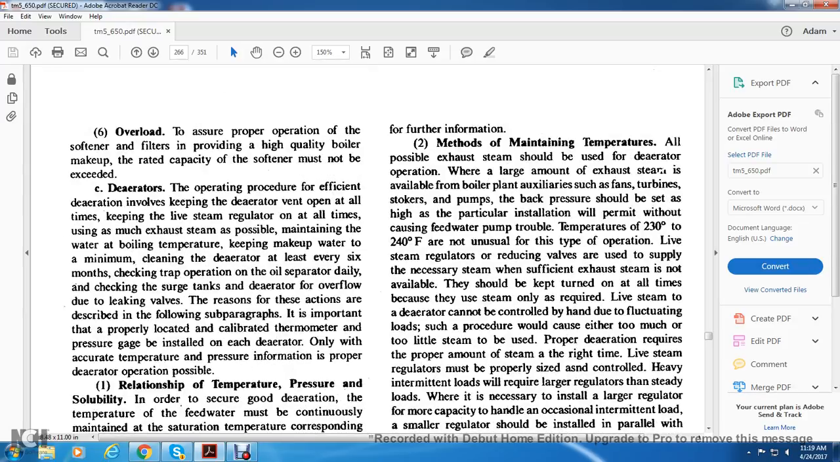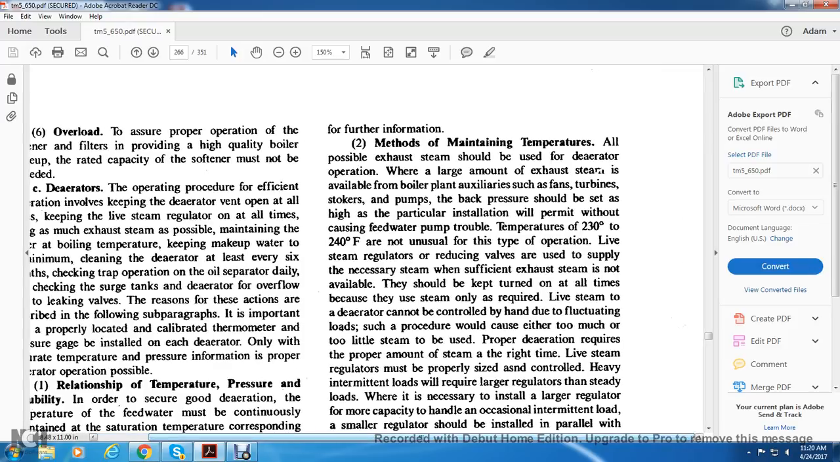for further information. 2. Methods of maintaining temperatures. All possible exhaust steam should be used for the deaerator operation. When a large amount of exhaust steam is available, the boiler plant's auxiliaries such as fans, turbines, stokers, and pumps can be used, and the back pressure should be set. Proper insulation will permit this without causing feed water pump trouble. Temperatures of 230 to 240 degrees are not usually a problem in this type of operation.